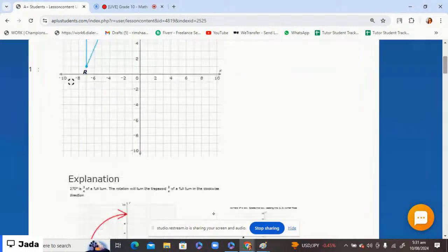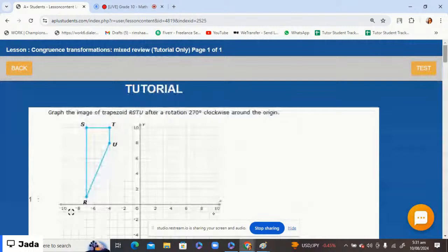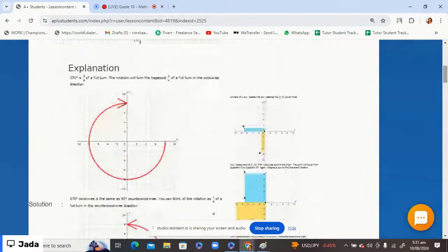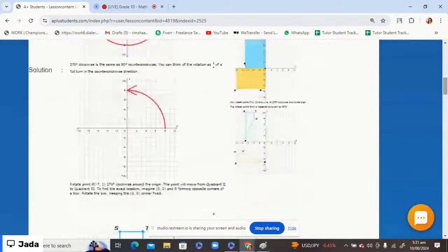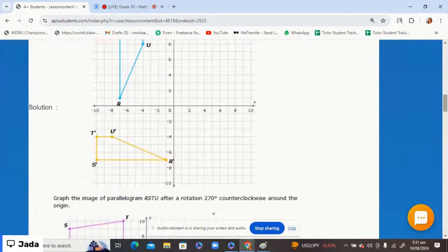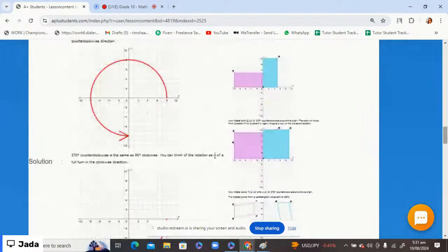So, look here. Graph the image of trapezoid RSTU after a rotation of 270 degrees clockwise around the origin. This is basically 270 degrees, okay, around the origin. When you do the rotation of 270 degrees, you are going to rotate it in this way.